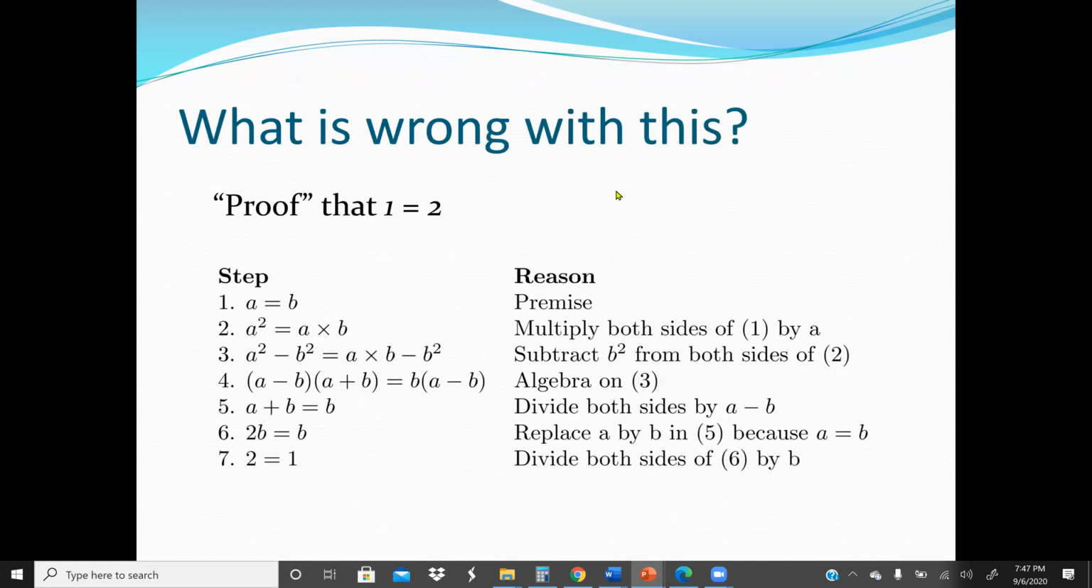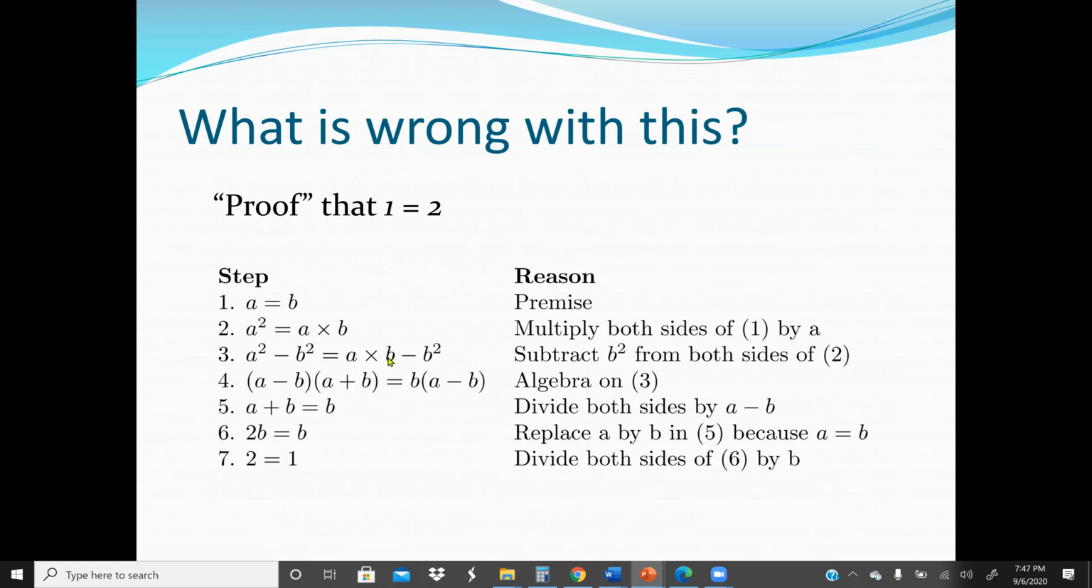So now let's see what is wrong with this. We are asked to prove that 1 equals 2. In the first step, I have a equal to b. I square it: a squared equals a times b. Now we add minus b squared to both sides, so a squared minus b squared equals a times b minus b squared. In the fourth step, we get a difference of two squares: a squared minus b squared is the same as a plus b times a minus b.